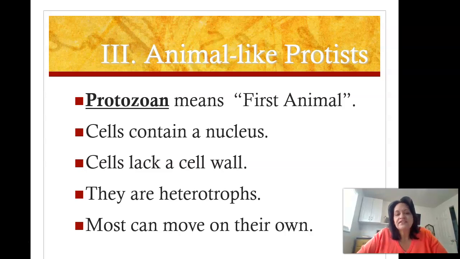They have a cell that contains a nucleus. That means they're eukaryotic, remember? They are cells that lack a cell wall, so cells with cell walls are usually plants or plant-like. They are heterotrophs, which means they have to eat something to get energy, and most can move on their own.